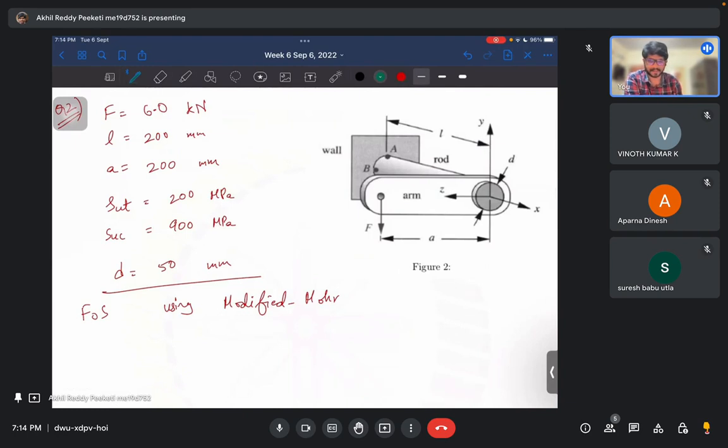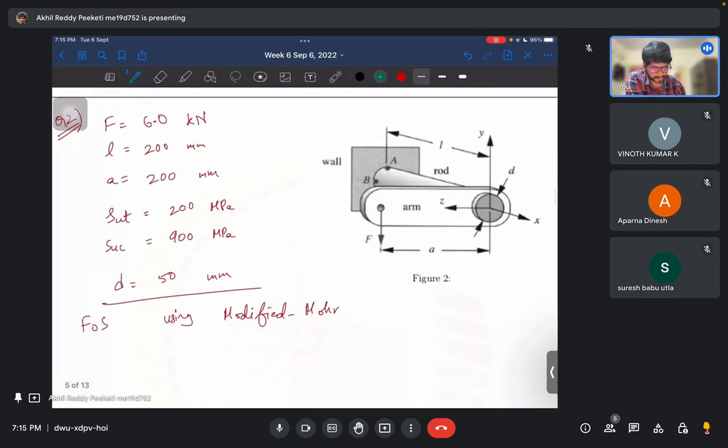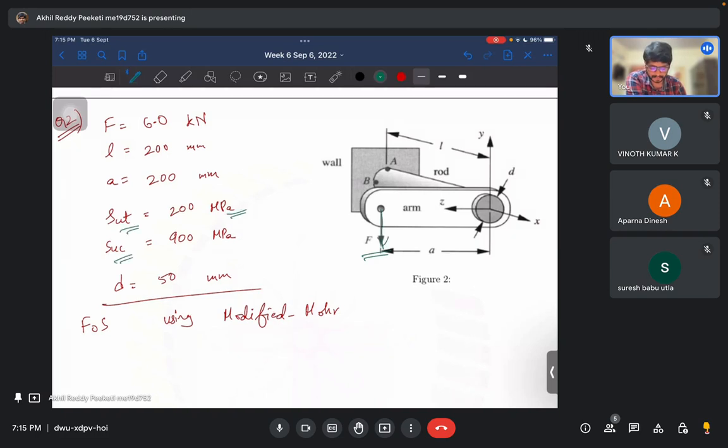This question is exactly in your assignment, but here we have changed the numbers. You can see how I am solving it, because the force is actually on an extra arm, not on the bar, but we need to estimate for the bar. Here we have a 6 kilonewton force acting at the end of the arm, and we are given the length and A, and the ultimate tensile strength and ultimate compressive strength are also given. Again we have to use modified Mohr. First we need to estimate the stresses in the bar.